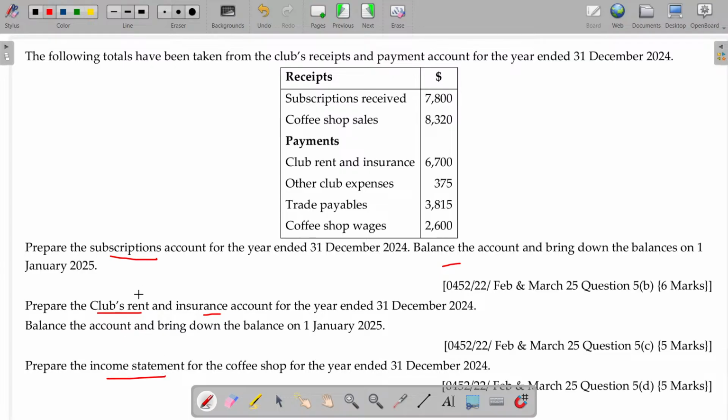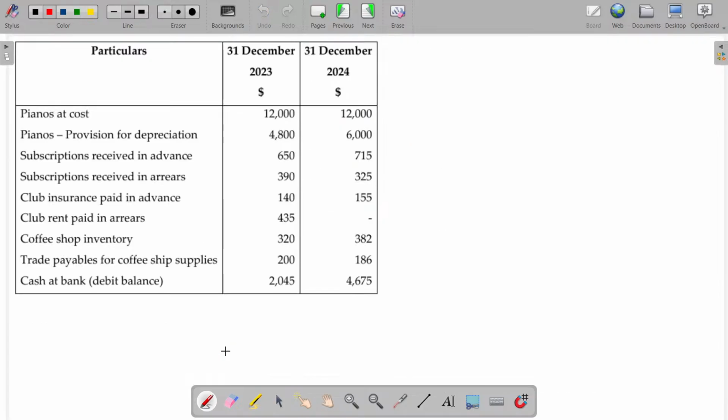So you have to prepare a rent and insurance account. For rent and insurance you have to prepare one account. For subscription you have to prepare one account. This is the second account. And you have to prepare an income statement for the coffee shop. The coffee shop means a separate division, so it's not an income and expenditure account. Right. Let's start with finding the accumulated fund.